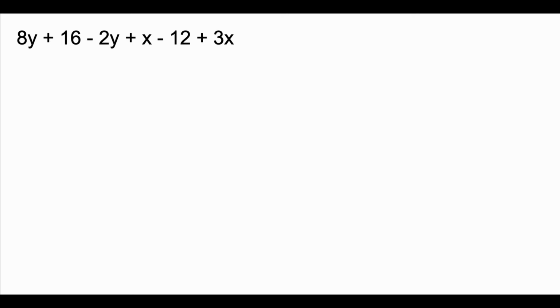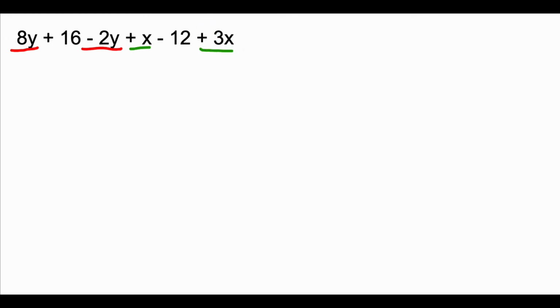plus x minus 12 plus 3x, that's an expression. And within that expression, there are a bunch of like terms. So let's identify some of them. A like term, the way that I've explained it, is any term that has the same variable with the same exponent. There are no exponents here, so now we're just looking at which terms have the same variable. So I know that 8y and minus 2y are like terms. We're going to combine those together. Another pair of like terms would be x and plus 3x.